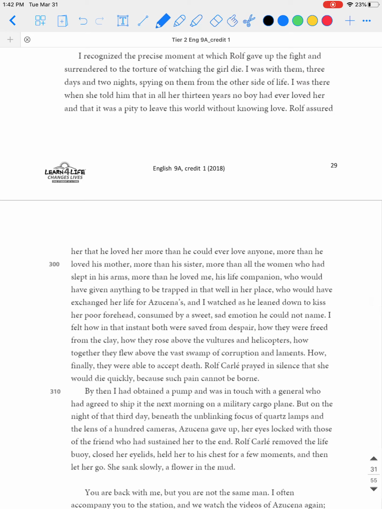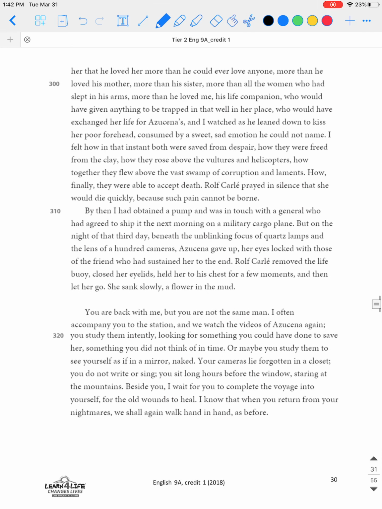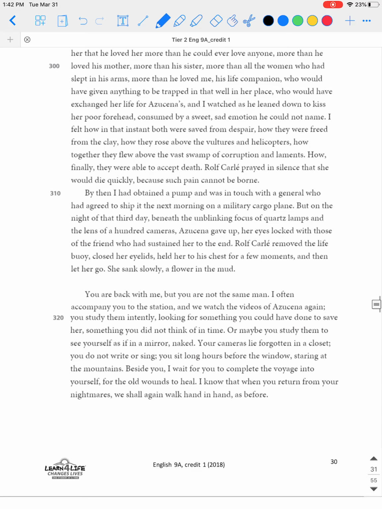I recognize the precise moment at which Rolf gave up the fight and surrendered the torture watching the girl die. It was with him 3 days and 2 nights spying on them from the other side of life. I was there when she told him that in all her 13 years no boy had ever loved her and that it was a pity to leave this world without knowing love. Rolf assured her that he loved her more than he could ever love anyone, more than he loved his mother, more than his sister, more than all the women who had slept in his arms, more than he loved me, his life companion, who would have given anything to be trapped in that well in her place, who would have exchanged her life for Azucena's, and I watched as he leaned down to kiss her poor forehead, consumed by sweet, sad emotion he could not name.